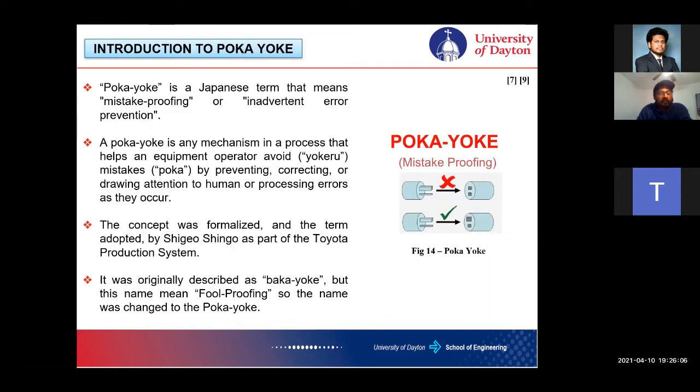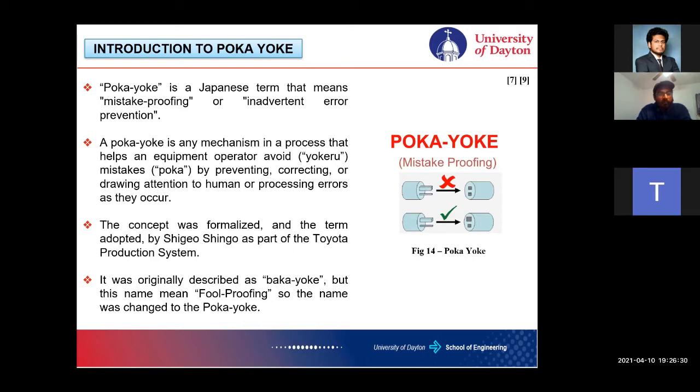Poka-Yoke is a Japanese term that means mistake proofing or error prevention. A Poka-Yoke is any device or mechanism that prevents mistakes from occurring, and it's a process of designing a mechanism or a device that prevents or warns about a defect or a mistake from happening.